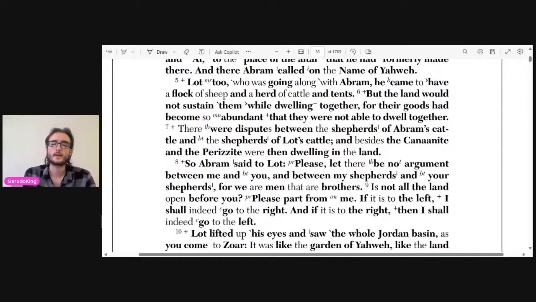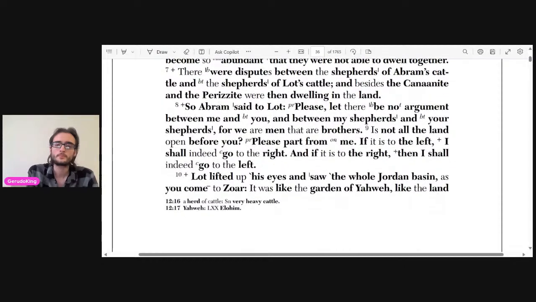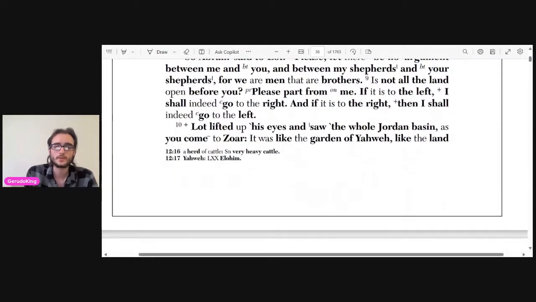So Abram said to Lot, "Please let there be no argument between me and you, and between my shepherds and your shepherds, for we're men that are brothers. Is not all the land open before you? Please part from me. If it is to the left, I shall indeed go to the right. If it is to the right, then I shall indeed go to the left."